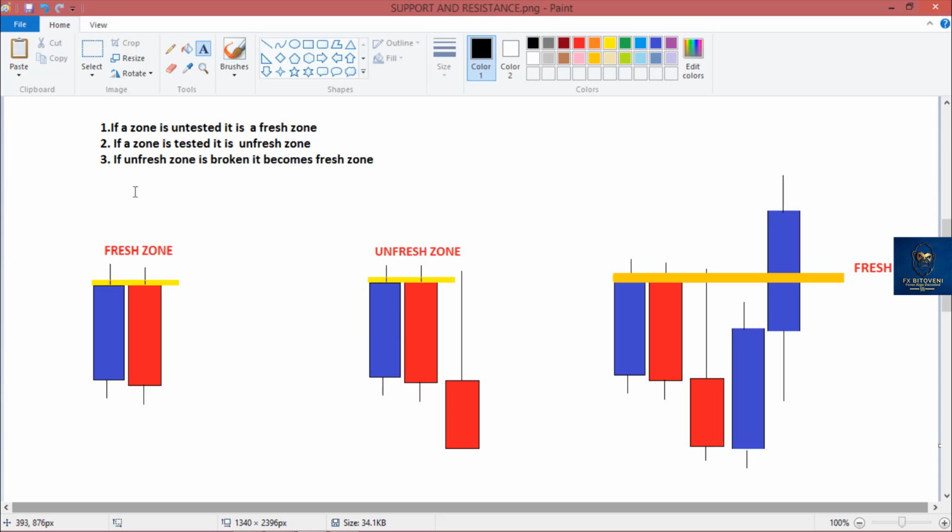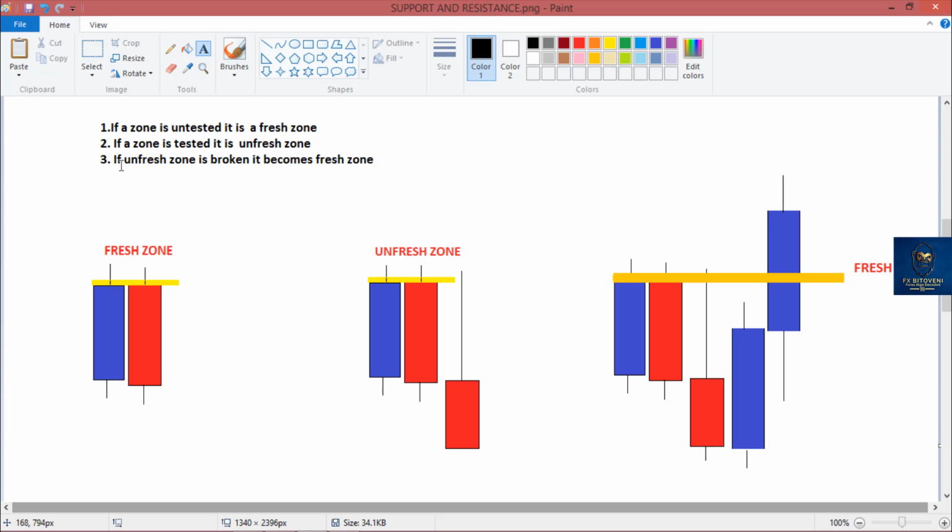Then number 2, if a zone is tested, it is an unfresh zone. For example, this area, it was a fresh zone. By this time, it was tested by this candle. This candle, you see, it tested and rejected. This zone becomes unfresh for sale because it was already used. It becomes unfresh for a sale.